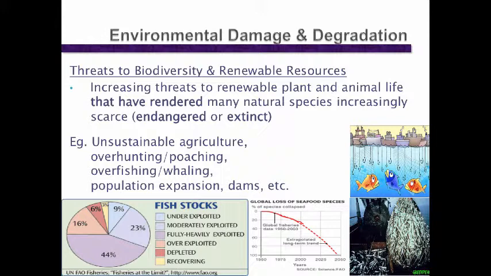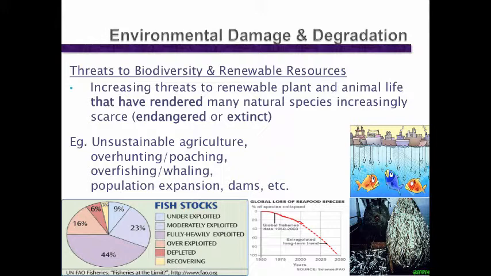Because what we've seen as a result of some of the over extraction or unsustainable practices is that many of these natural species have now been rendered increasingly scarce because they've been endangered or are increasingly extinct or wiped out. And so we've seen this kind of extraction of plant and animal life, or the over extraction rather, in the form of things like unsustainable agricultural practices.